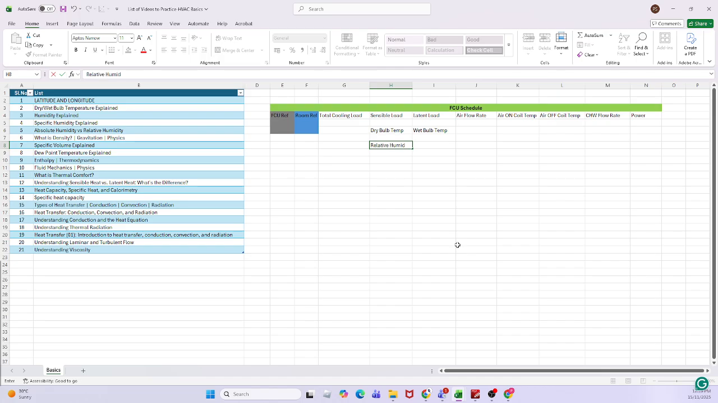What is relative humidity? The percentage of the amount of water vapor in the air. Say for example, I have dry air of 1 meter cube. In that, I have 0.5 meter cube of water particles. So what is the relative humidity? Can you tell me?